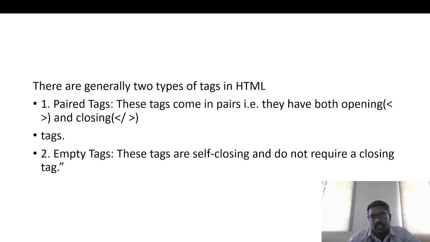A paired tag is one where, if you open a tag, you similarly have to close that particular tag. These tags are common in pairs, like an open brace and a close brace: open and then close. And then the empty tags. These tags are self-closing and do not require any closing. Here we do not need to close the particular tag. This is called a self-closing tag.